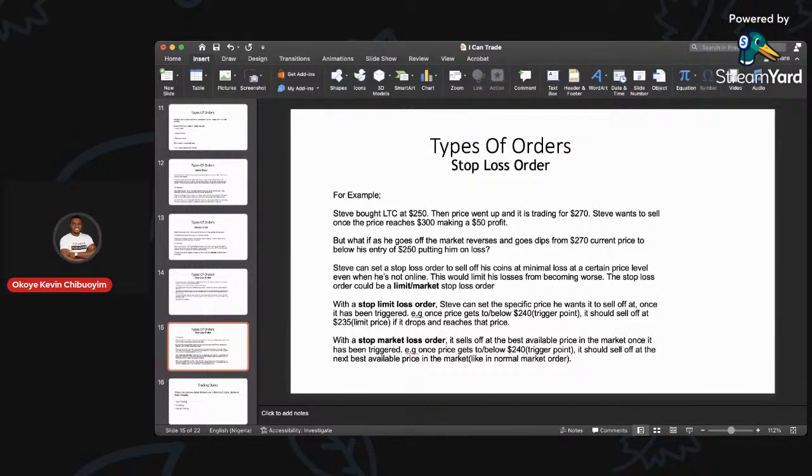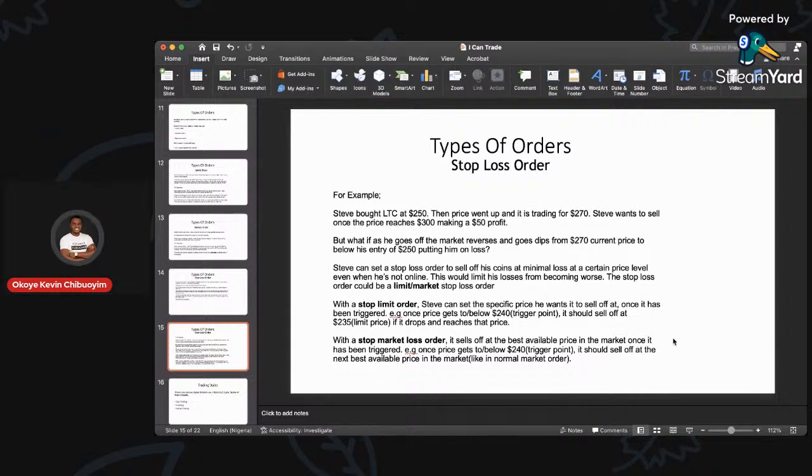So the stop loss order can be of two types that this guy can place. As I said, he can place a stop limit or stop market order. Not every exchange has the two types. Some have just stop limit, some have just stop market. And we're going to talk about them now. Now, when using a stop limit order, or stop limit loss, let me just call it a stop limit order so it can make more sense. Whenever you hear stop, you know it's stop loss I'm talking about.